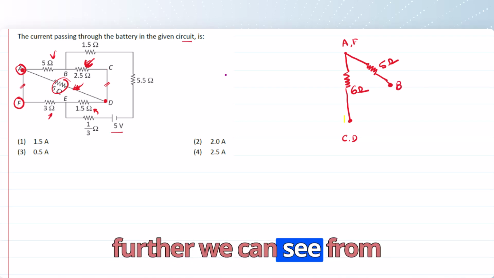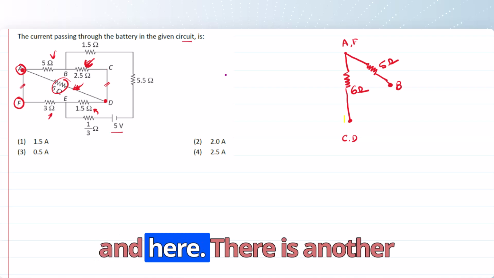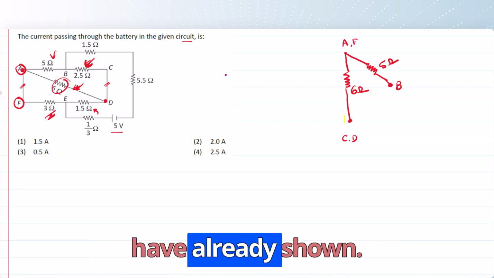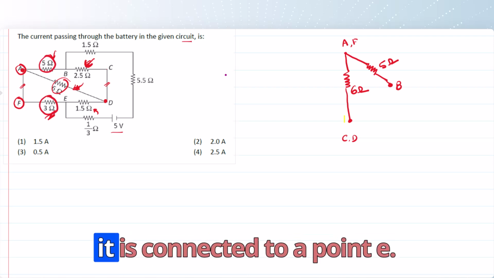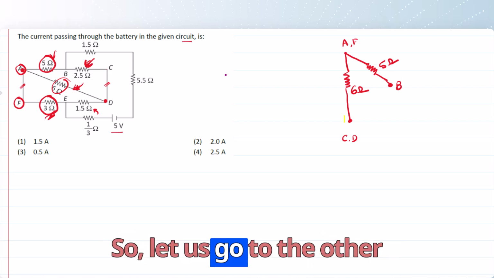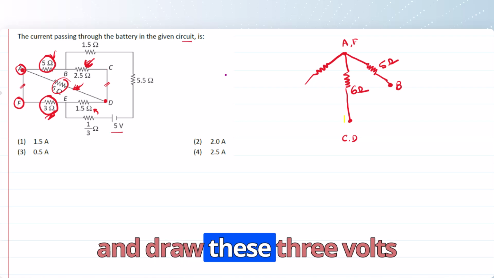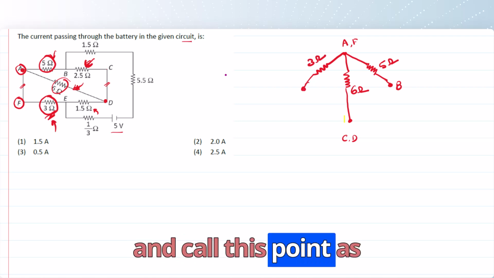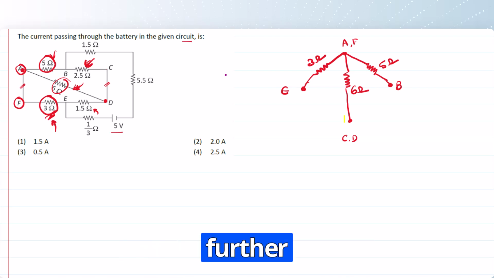Now further we can see from A and F, there is another resistance of 3 ohms connected. So this part I have already shown. Now I am talking about this point. From A and F, it is connected to a point E. So let's go to the other side of the circuit and draw this 3 ohms and call this point E.